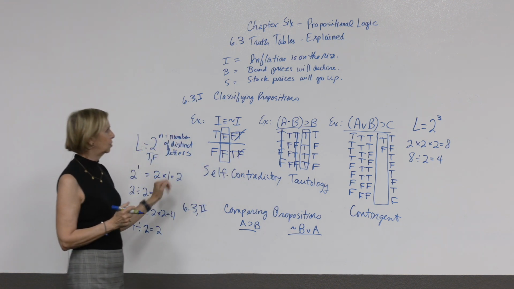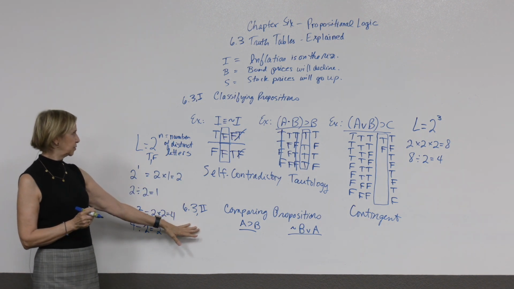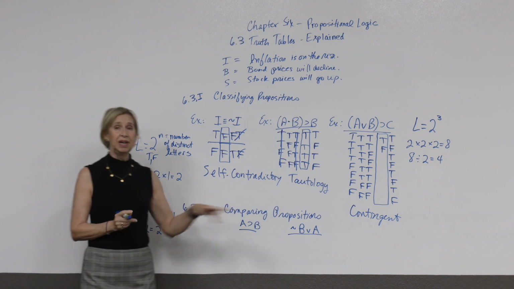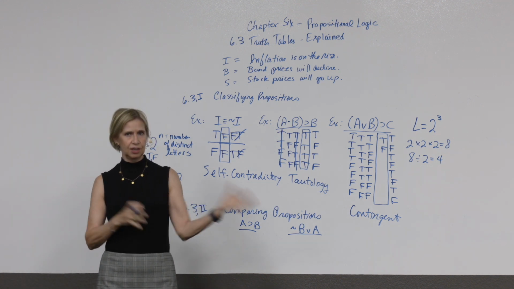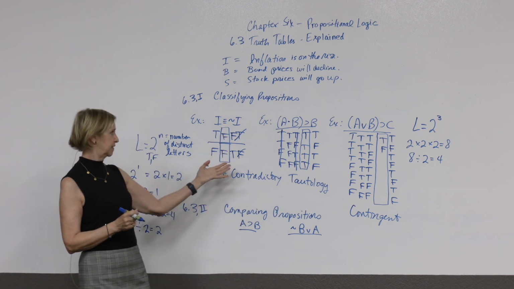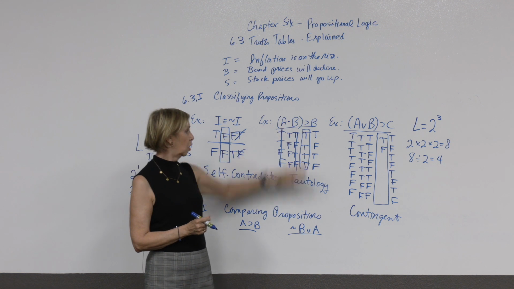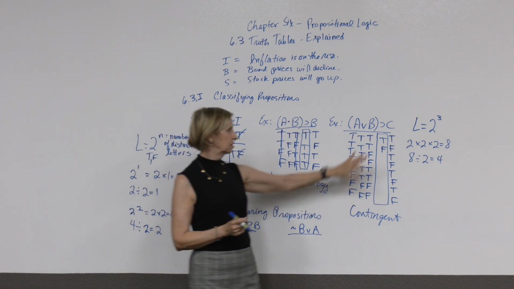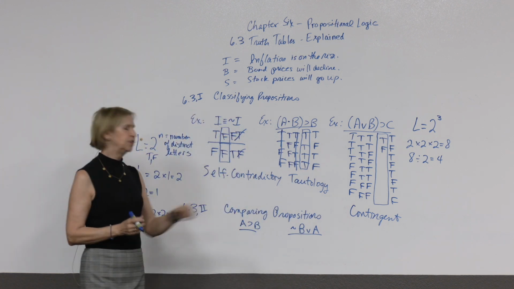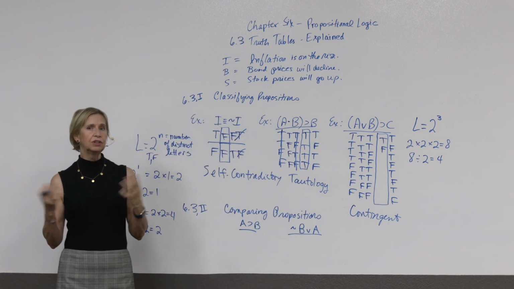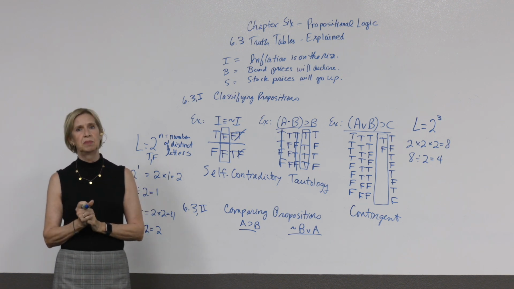Okay, so that's constructing a truth table. The other part of 6.3, part 2, is about comparing propositions. So once you know how to construct a truth table for a single proposition, you can classify it as either always false, self-contradictory, always true, a tautology, or sometimes true, sometimes false, that's contingent. But what about when you compare propositions? Well, you construct the truth table the same way for each proposition. There's just one thing to keep in mind.